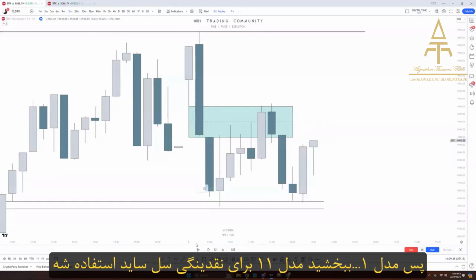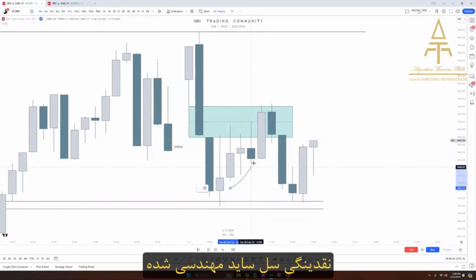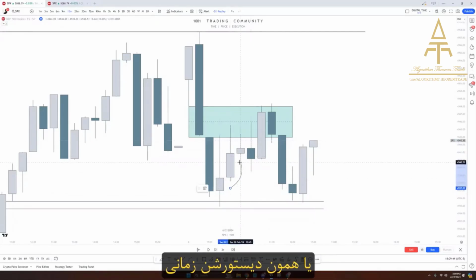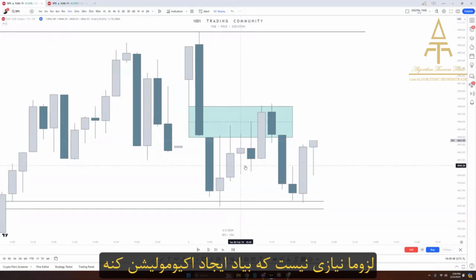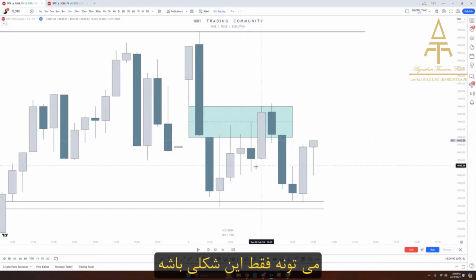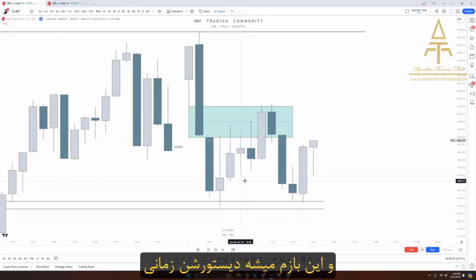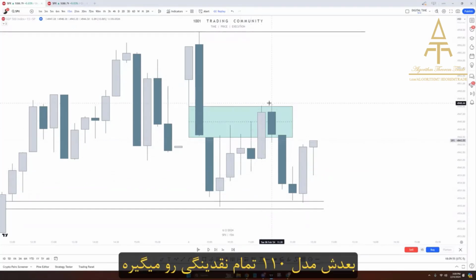So Model 11 was used for sell side, engineered sell side, aka just time distortion. It doesn't necessarily have to be chop accumulation. It could even just be like this, and that's still time distortion. And then Model 110 takes all that liquidity out.